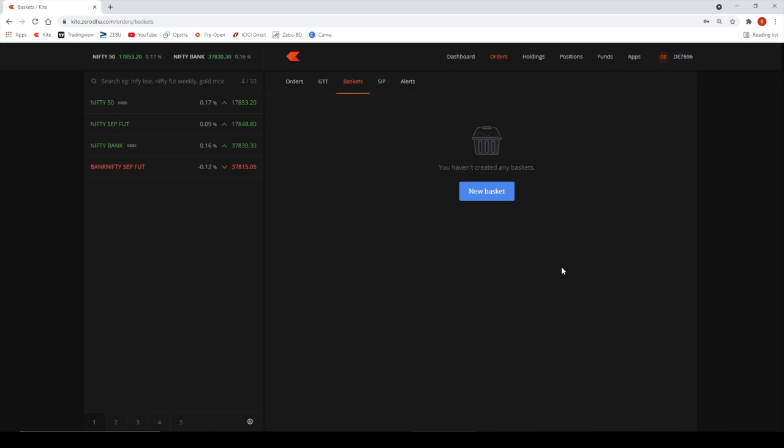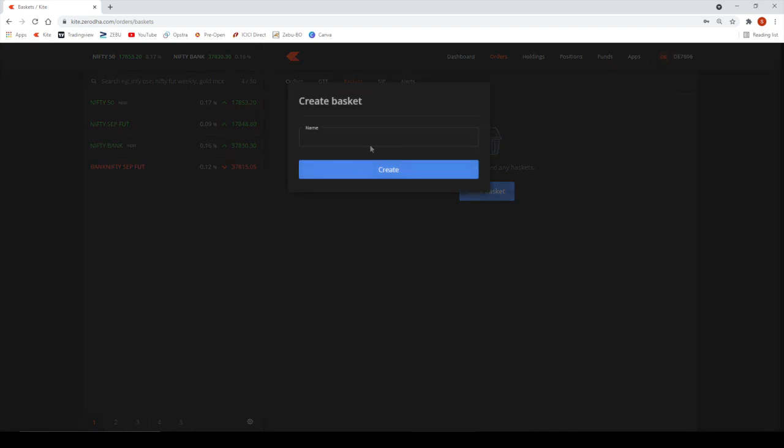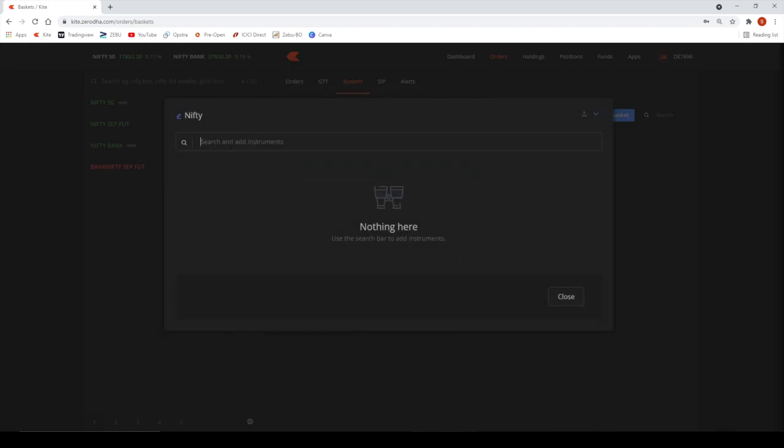Now we will check how much margin is required to sell one lot Nifty or Bank Nifty. Okay, for that open Zerodha and go to orders and go to basket. You can create a new basket with any name. So I am creating for Nifty, and now you select the Nifty strike price.